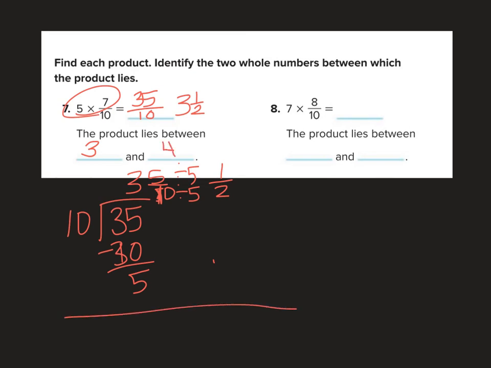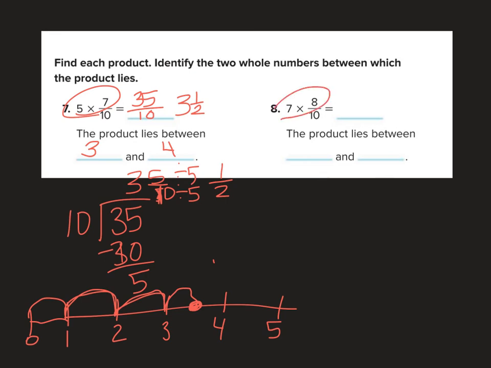If I draw that on a number line, 1, 2, 3, 4, 5, I would count 1, 2, 3, sorry, I better get my 0 in here. 1, 2, 3 1/2 would be right here, and it lies between 3 and 4. All right, next one, 7 and 8.